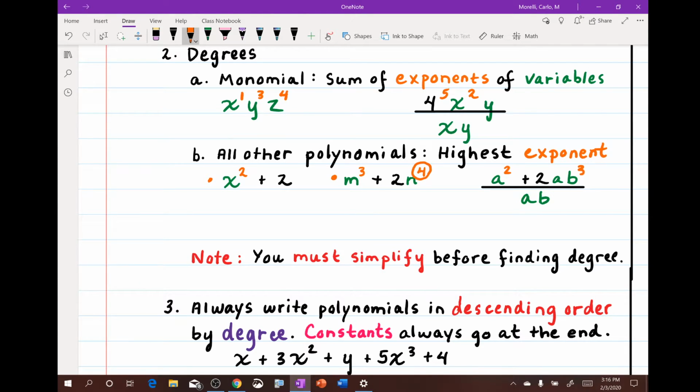Now, make sure you simplify before you find the degree, because right now over here, this is going to trick you up. This can be simplified quite a bit. Okay, into a to the first plus 2b squared. So it's a plus 2b squared. So this is actually a second degree binomial and not a third degree binomial. So you have to simplify first.